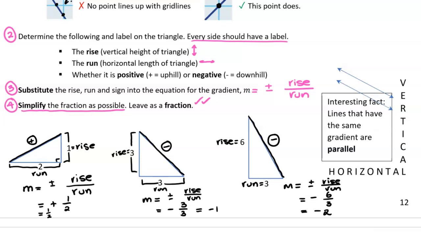I've got a little interesting fact along the side here. It says lines that have the same gradient are parallel. Well, that makes sense. If they've got the same steepness, they're never going to cross. And a nice little reminder here that vertical is up and down, whereas horizontal is side to side. It is important to know the difference there.